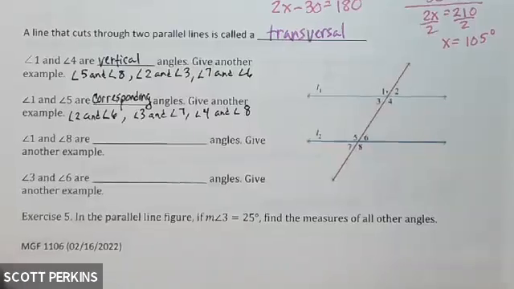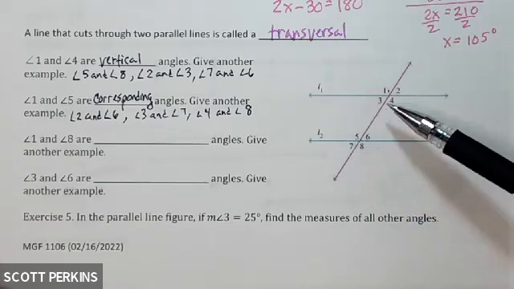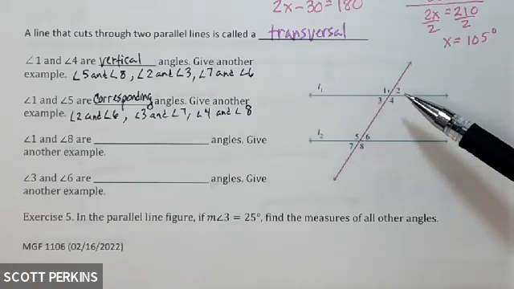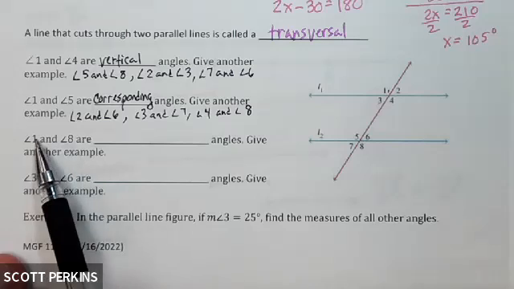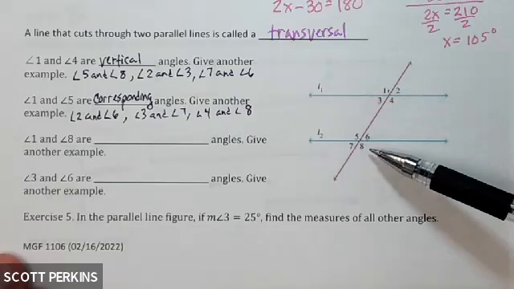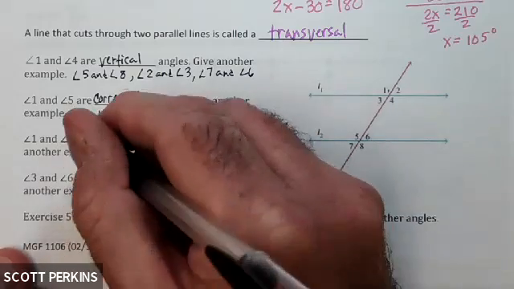Okay, the next one, angle 1 and angle 8. Notice we've got our transversal. There's two sides to the transversal. There's the left side, there's the right side. So notice angle 1 and angle 8. Angle 1 is on the left side of the transversal and angle 8 is on the right side. Because of that, angle 1 and angle 8 are called alternating.